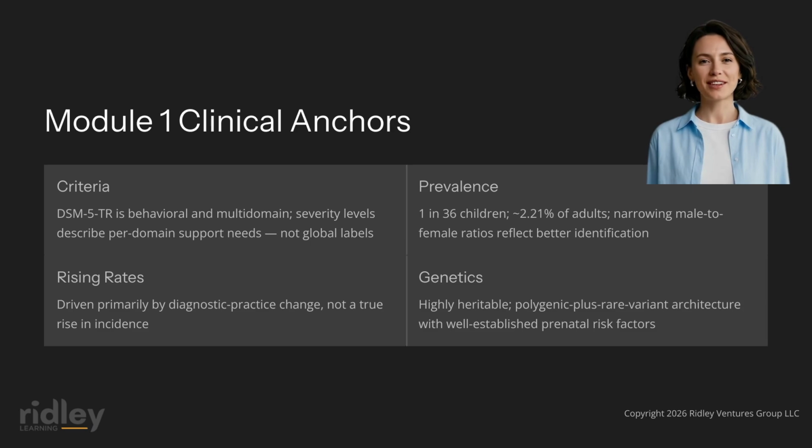Third, the most rigorous contemporary synthesis attributes rising diagnosis rates primarily to diagnostic practice change and milder presentation capture, rather than to a true rise in incidence. And fourth, autism is highly heritable with a polygenic plus rare variant architecture, a multi-network neurobiology, and well-established prenatal risk factors, while vaccines are definitively not among those factors.